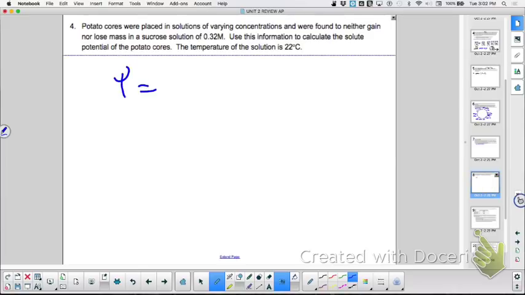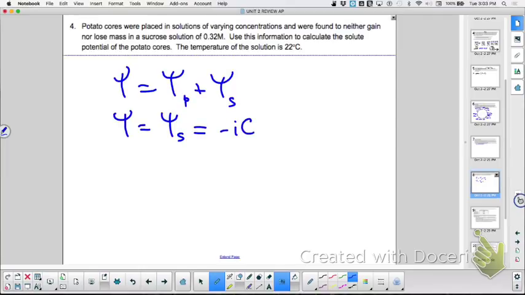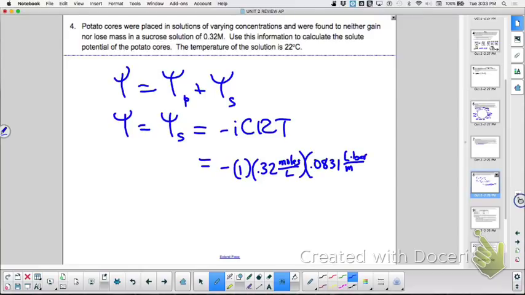So I'm thinking this, right? And I'm going to say to you, at the point where it doesn't gain or lose mass, the turgor pressure is zero, so then my water potential is equal to my solute potential, which is equal to negative iCRT, right? And it's in sucrose, the ionization constant is 1, the C is what? 0.32 moles per liter, which is molar, right? Molar. Then what? You already have it memorized. Liters bar per mole Kelvin.